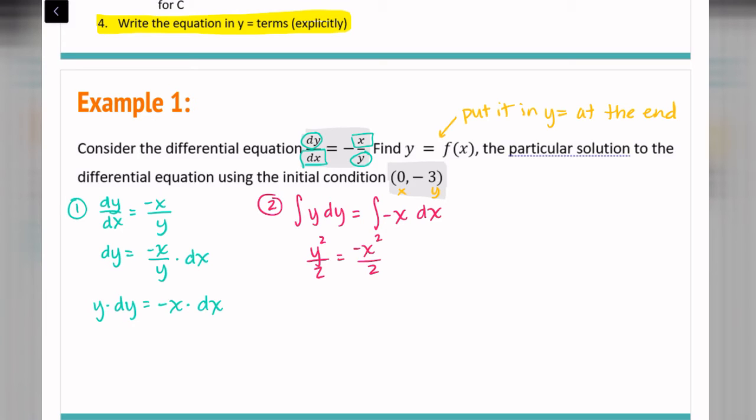Now we have to do a plus c here, but I'm only going to put the plus c on the right side because technically a constant is a constant, and if I had it on the left and I had it on the right and I moved them over to the same side, it's still just going to be a constant, okay?